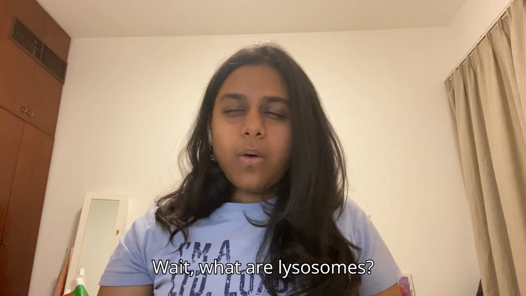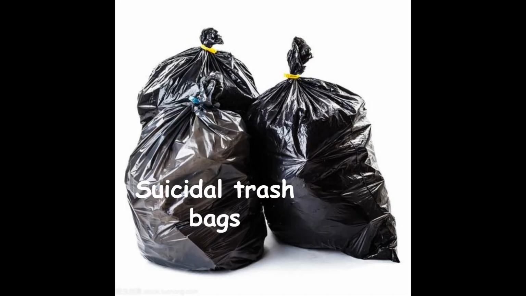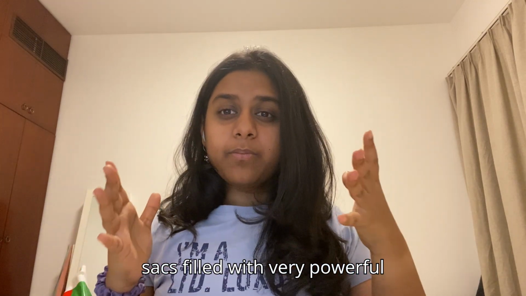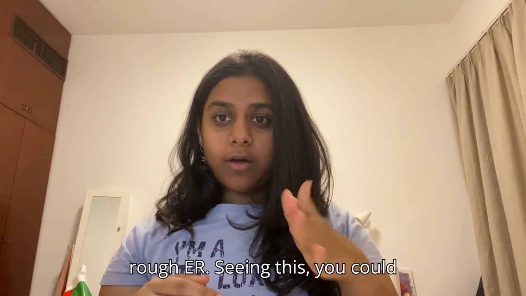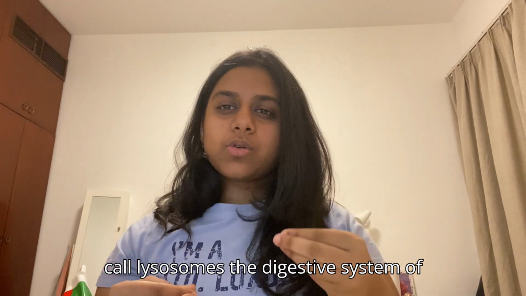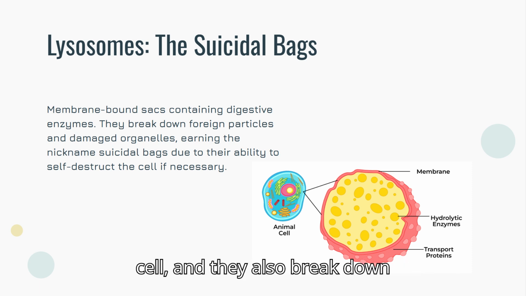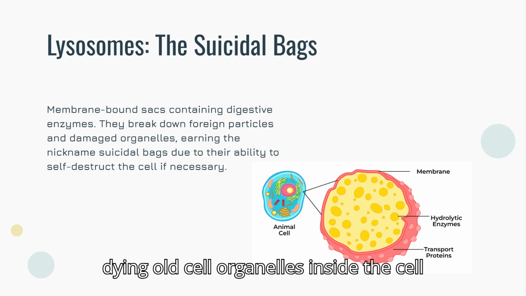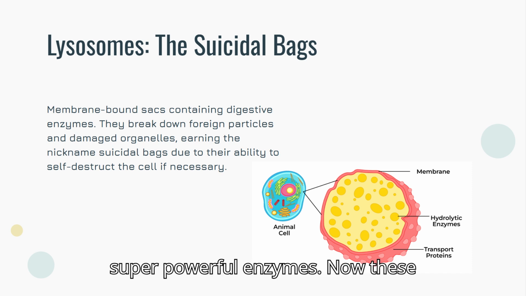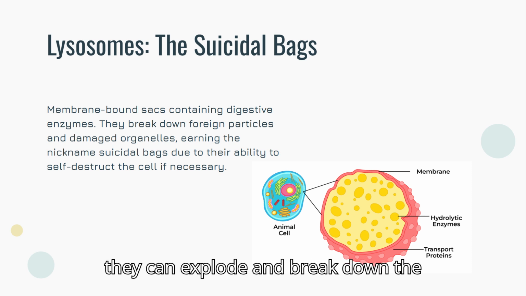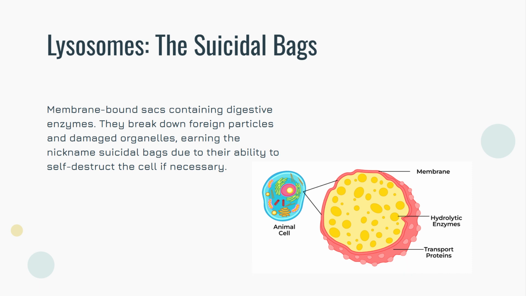Wait, what are lysosomes? A what? Lysosomes are basically membrane-bound sacs filled with very powerful digestive enzymes, which are made by the rough ER. Seeing this, you could call lysosomes the digestive system of the cell, because they absorb any foreign material that comes from outside the cell, and they also break down dying old cell organelles inside the cell itself. It can do this because of its super powerful enzymes. Now, these enzymes are so powerful, in fact, that they can explode and break down the whole cell if the cell gets damaged. And that's why they're called the suicide bags of the cell.